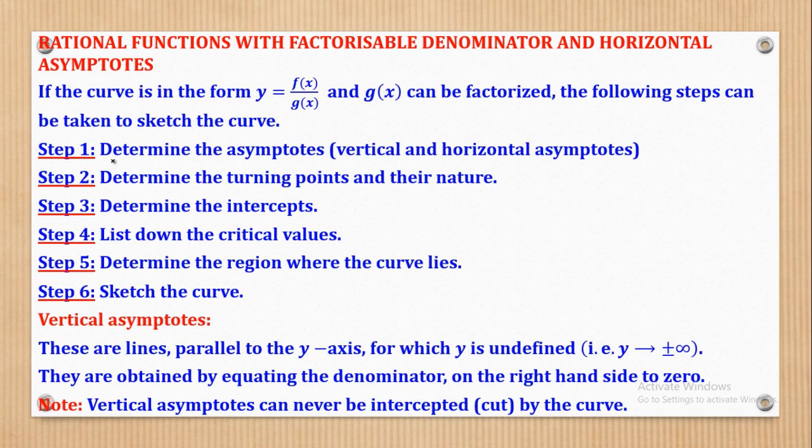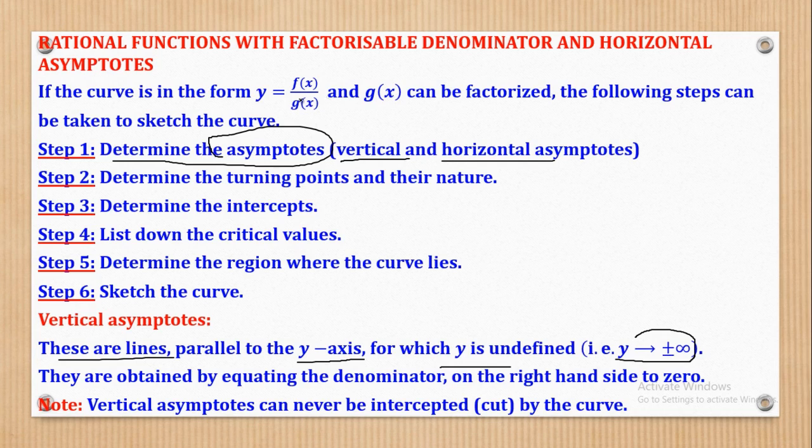Step one, you are going to determine the asymptotes. By the word asymptote, I mean vertical and horizontal asymptotes. Vertical asymptotes are lines parallel to the y-axis for which y is undefined. In other words, y tends to positive or negative infinity. They are obtained by equating the denominator on the right hand side to zero.